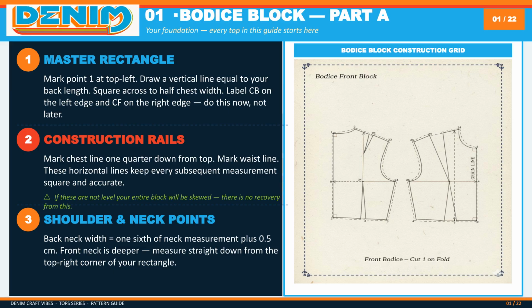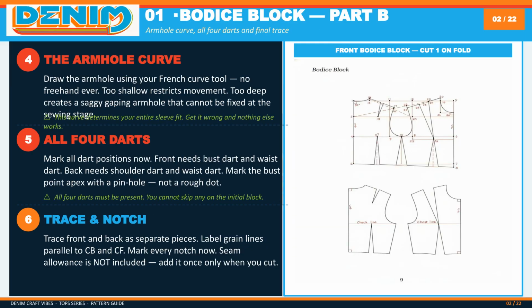Slide 1. Bodice block. Draft the master rectangle and mark chest and waistlines. Shape neck, shoulder, armhole, and dart positions carefully. Trace front and back separately before adding seam allowance. This bodice block is the base pattern for everything that follows.